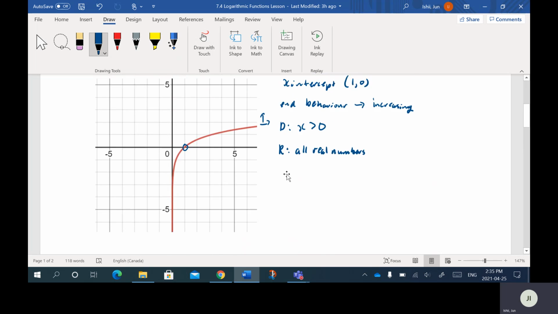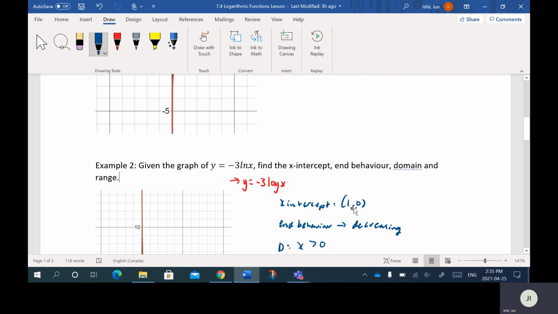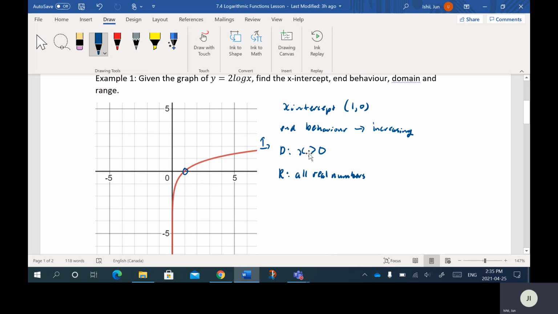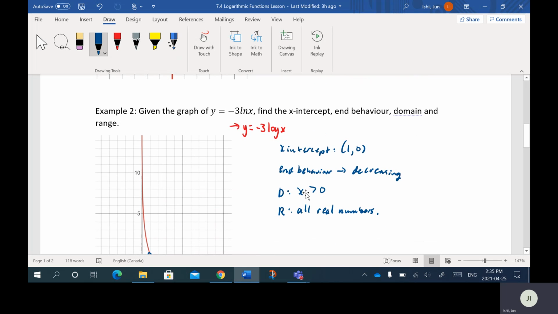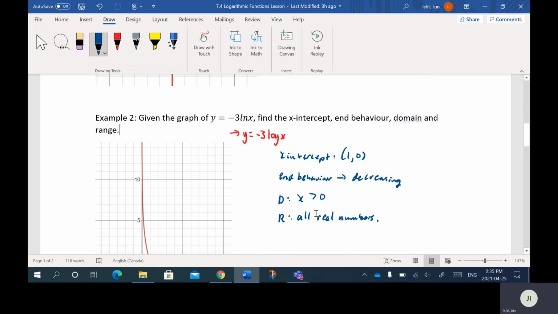What about the x-intercept? You'll see that the x-intercept is at 1. This is just two examples, but as it turns out, the x-intercept for log functions will always be at 1. And likewise, the domain here is x is greater than 0, and the range is all real numbers. So the domain for all log functions is x is greater than 0. The range is all real numbers.